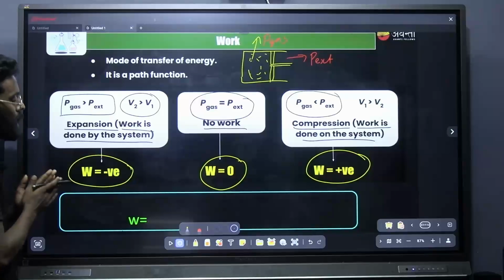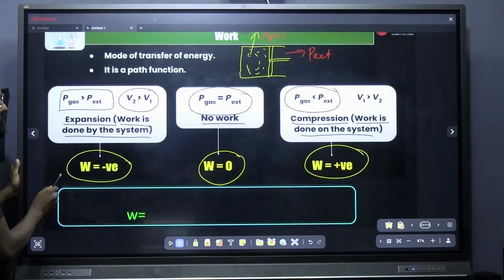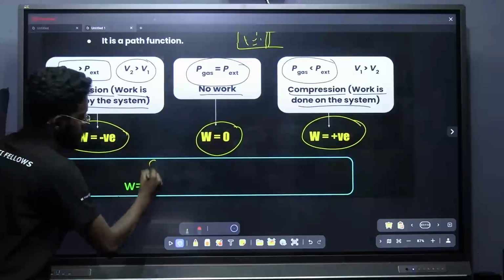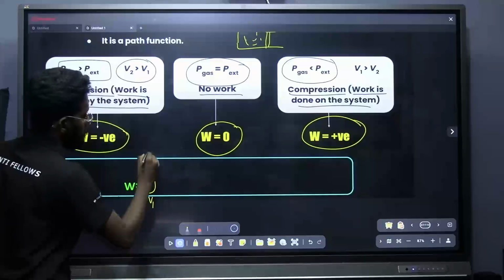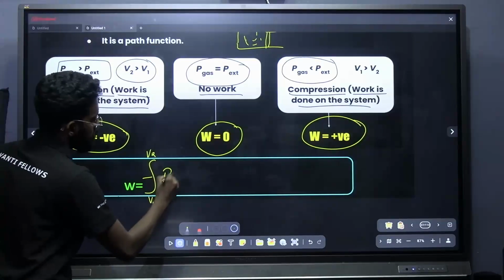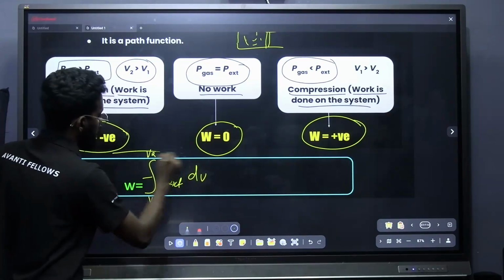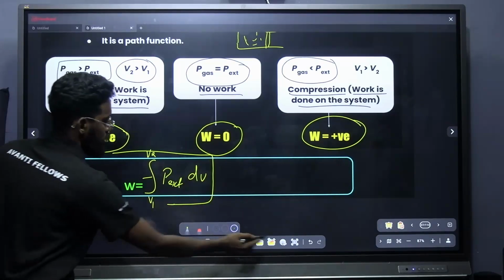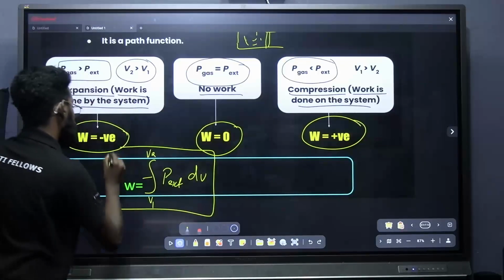Okay. Now how can we calculate the work done? We have the general equation to calculate the work done. Calculation of work is the integral from V1 to V2 of minus P external dV. This is the general equation to calculate the work done.